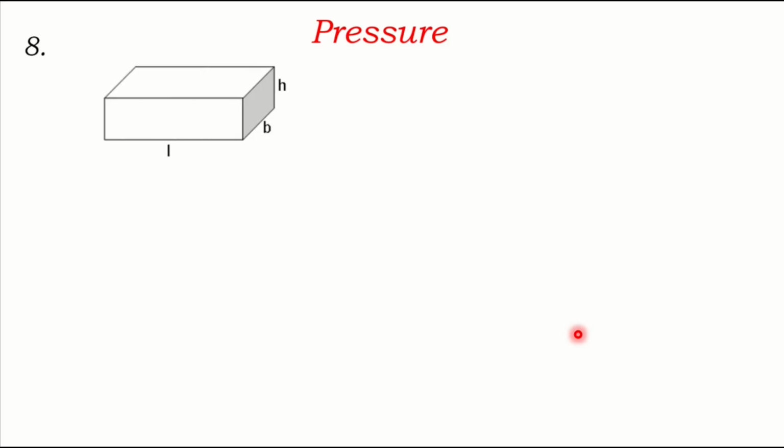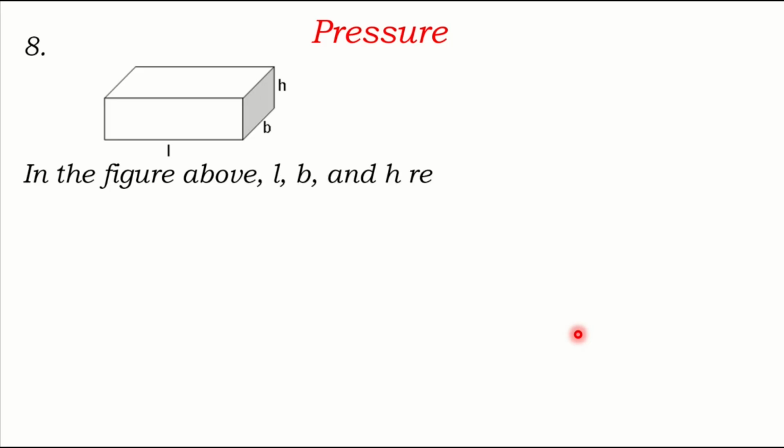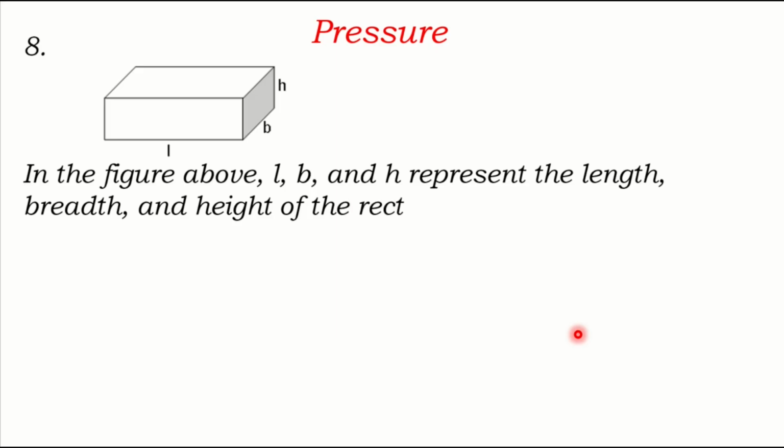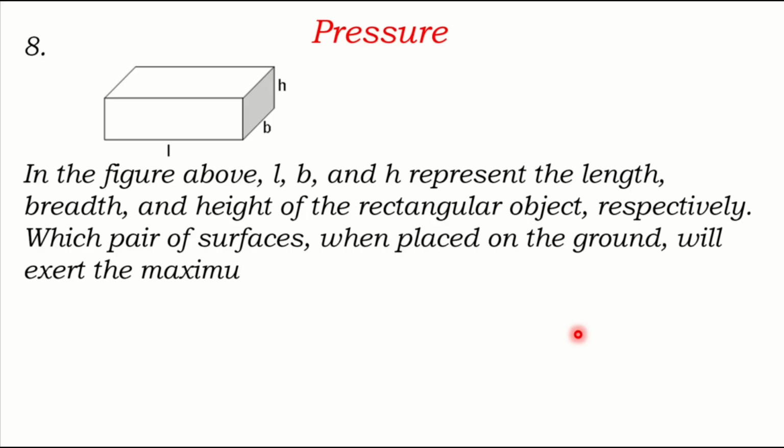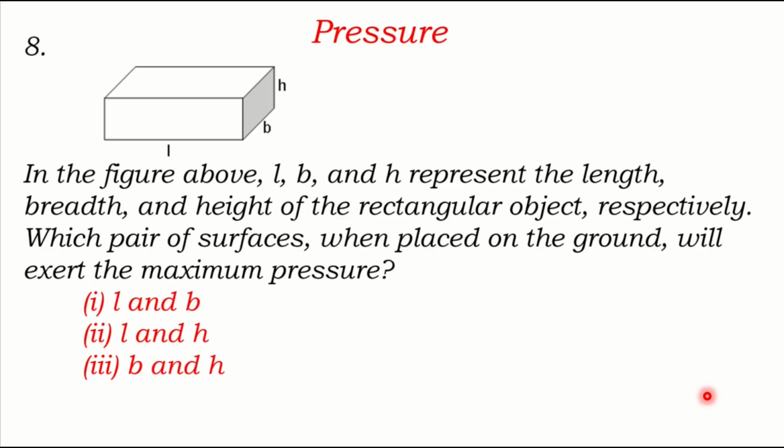Let's have another question. The question gives a diagram first, and then the question is, in the figure above, L, B and S represent length, breadth and height of the rectangular object respectively. Which pair of surface, when placed on the ground, will exert the maximum pressure? Given options are L and B, L and S, and B and S, and fourth option is L, B and S. Now which option is correct?